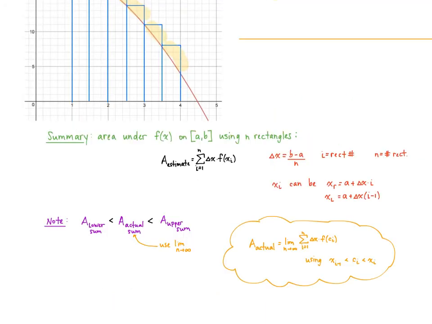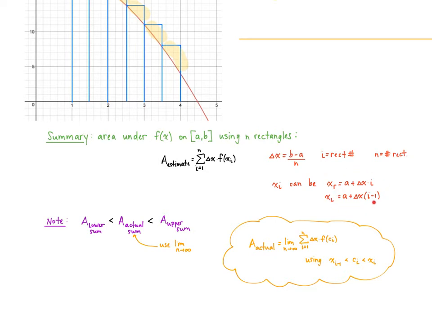In summary, the area under the curve of f of x on our interval a to b using n rectangles is this right here, the summation from i equals 1 to n, delta x, that's our base, times our height, f of x sub i. Delta x is b minus a over n. i is the rectangle number. n is the number of rectangles in total.